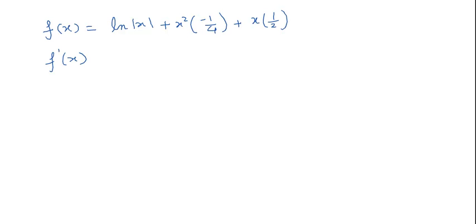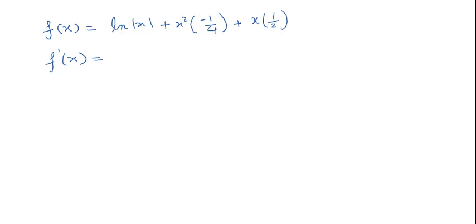Now let's write f(x) by substituting the values of a and b in it. Therefore f(x) turns out to be ln|x| + x² times -1/4 + x times 1/2. Now to check the first statement that says that f has local maximum at x = -1 and x = 2, we need to again take the help of f'(x).